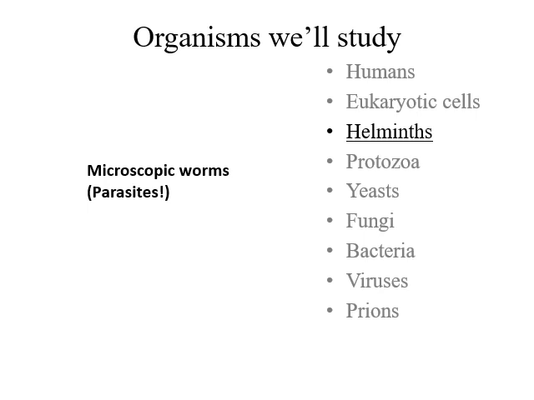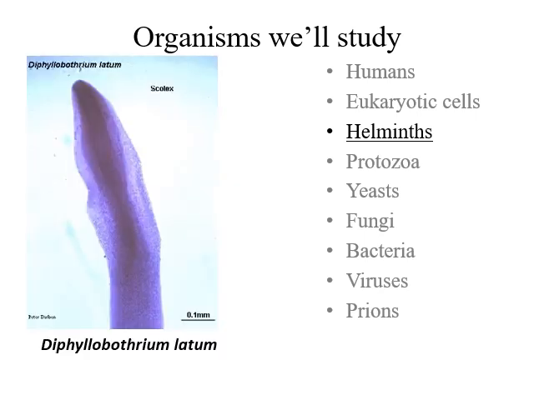All right, what about helminths? These are the microscopic worms. Okay, this is an example of a helminth called Diphyllobothrium latum. Diphyllobothrium latum is a helminth that invades, it's an example of something called a tapeworm that invades fish, and it gets into the tissues of fish and lays eggs inside the fish muscle tissue.